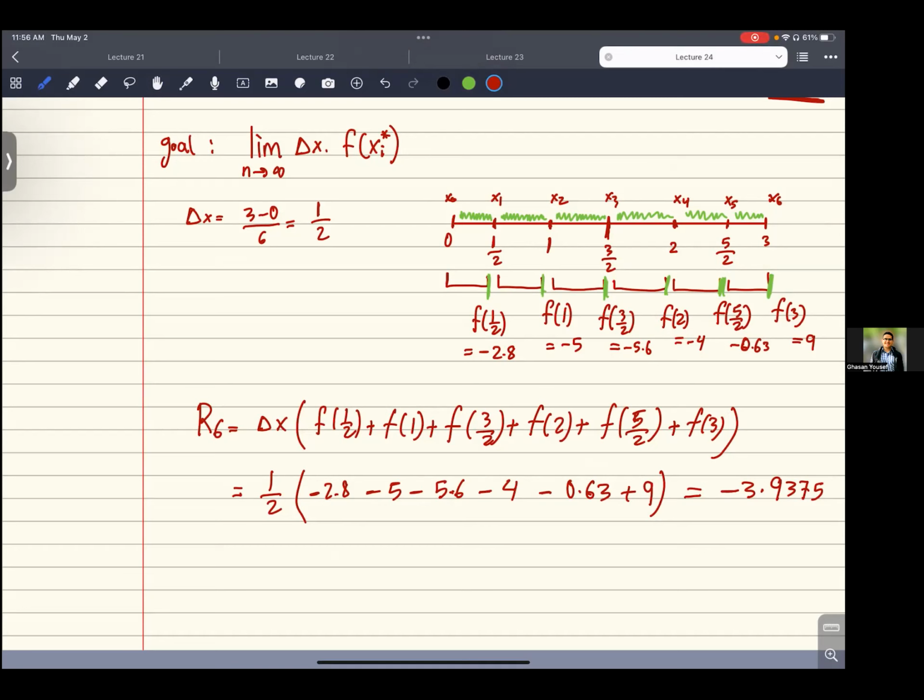So we're gonna stop up to here for today. Next time I'm gonna give you more examples to show you how we use the integral and Riemann sum. Any question?